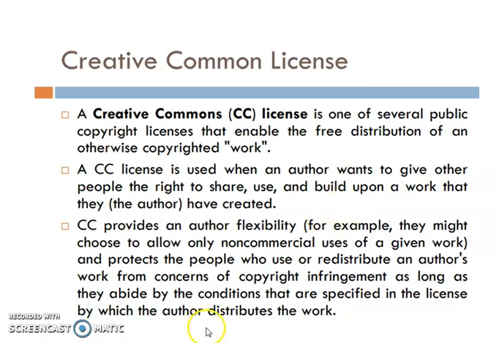CC provides an author flexibility. For example, they might choose to allow only non-commercial uses of a given work. It also protects the people who use or redistribute an author's work from concerns of copyright infringement as long as they abide by the conditions specified in the license by which the author distributes the work. So this is one of the most important public copyright licenses.